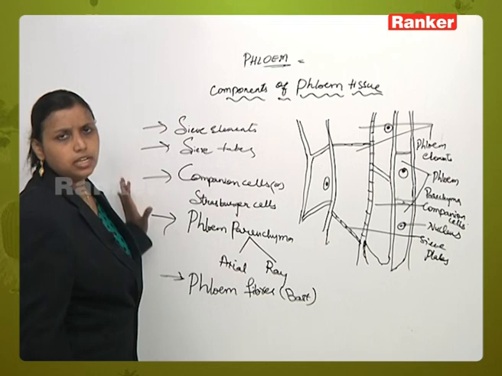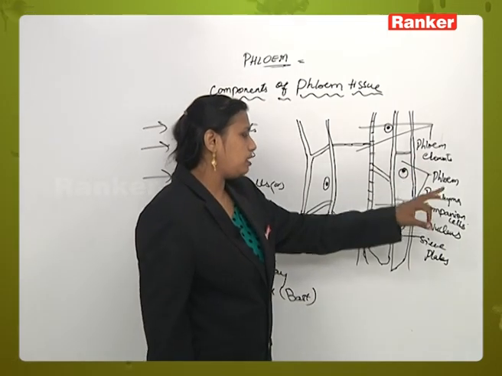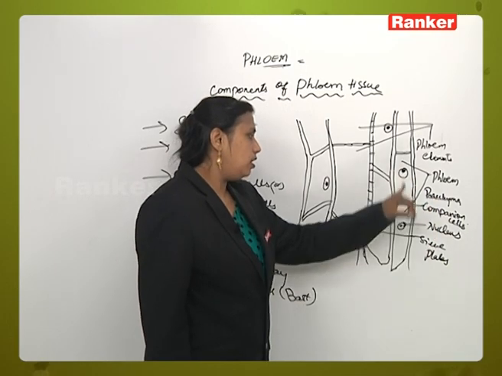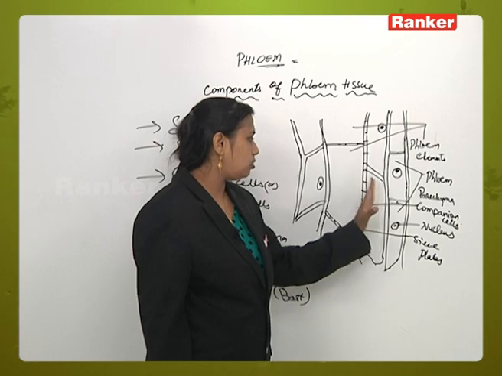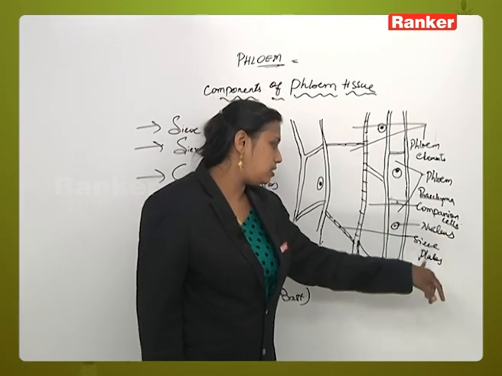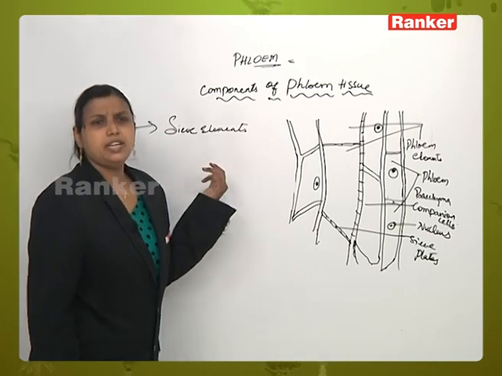This is the structure of the phloem tissue, where we can see almost all the elements present in the phloem components. This is a rough diagram. We can see the phloem elements, the phloem parenchyma, and the nucleus. The cells adjacent to the phloem cells are called companion cells and sieve plates. So first we will deal with the sieve elements.